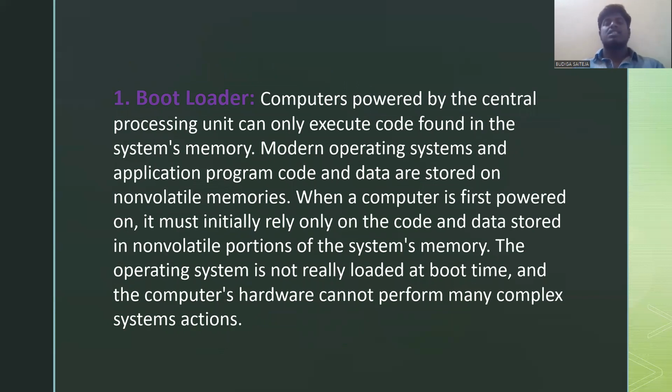Computers powered by the central processing unit can only execute code found in the system's memory. Modern operating systems and application program code and data are stored on non-volatile memories. When a computer is first powered on, it must initially rely only on the code and data stored in non-volatile portions of the system's memory. The operating system is not yet loaded at boot time, and the computer's hardware cannot perform many complex system actions.